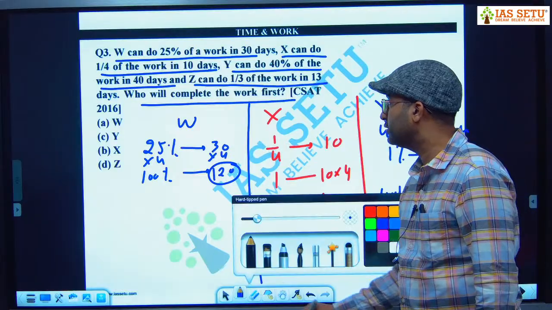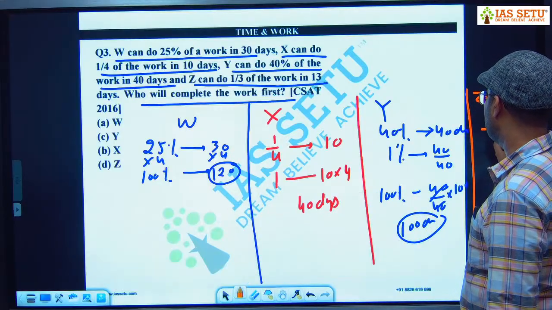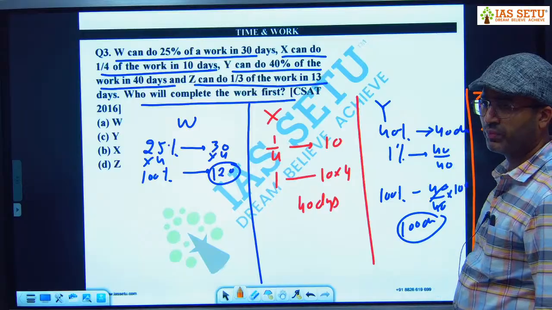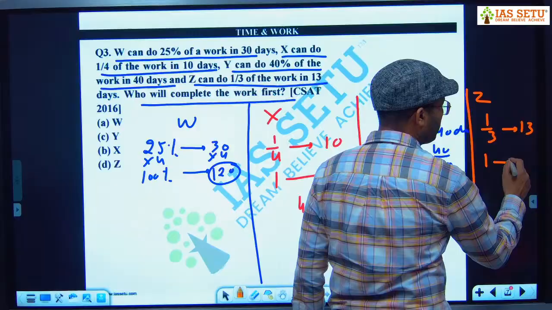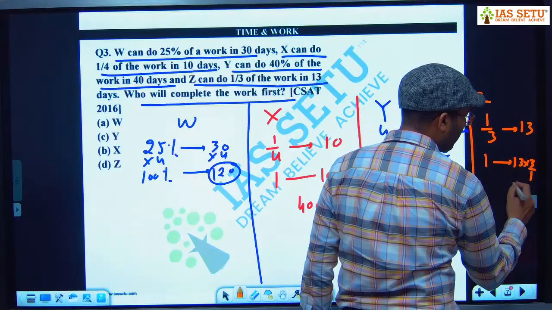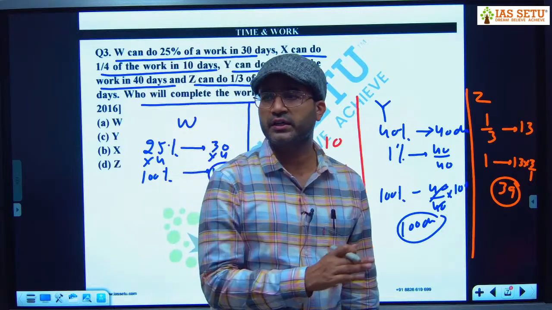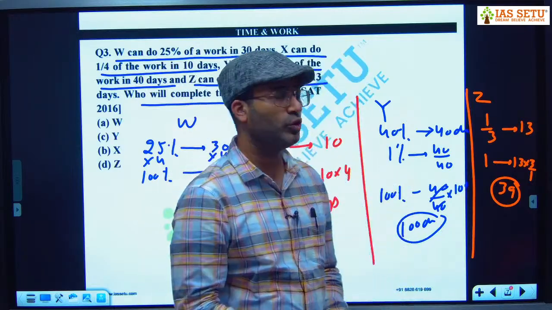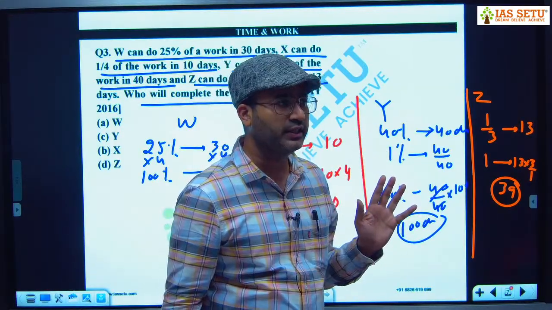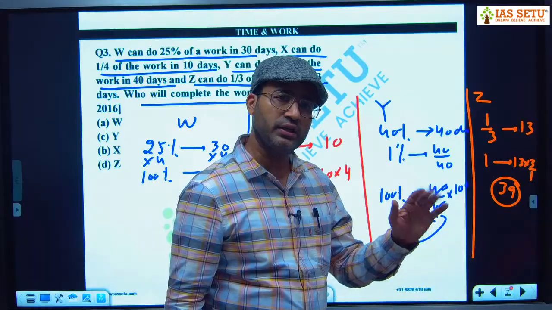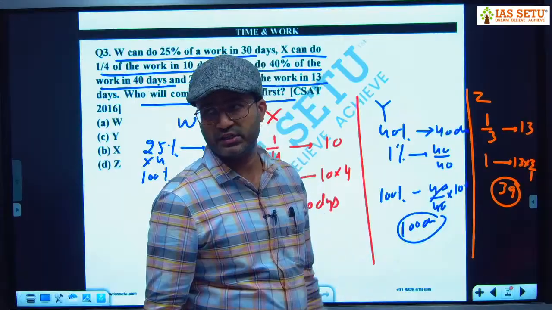Then Z alone can do 1/3 work in 13 days. So complete work means one work. How many days? You cross multiply, 13 into 3 by 1, 39 days. 1/3 वर्क अगर 13 डेज में हो रहा है तो कंप्लीट वर्क कितने दिन में होगा? 39 में. 1/3 of the cake you can eat in 13 days. Then next 1/3 also 13, 1/3 13. So it means the complete cake you take 39 days.